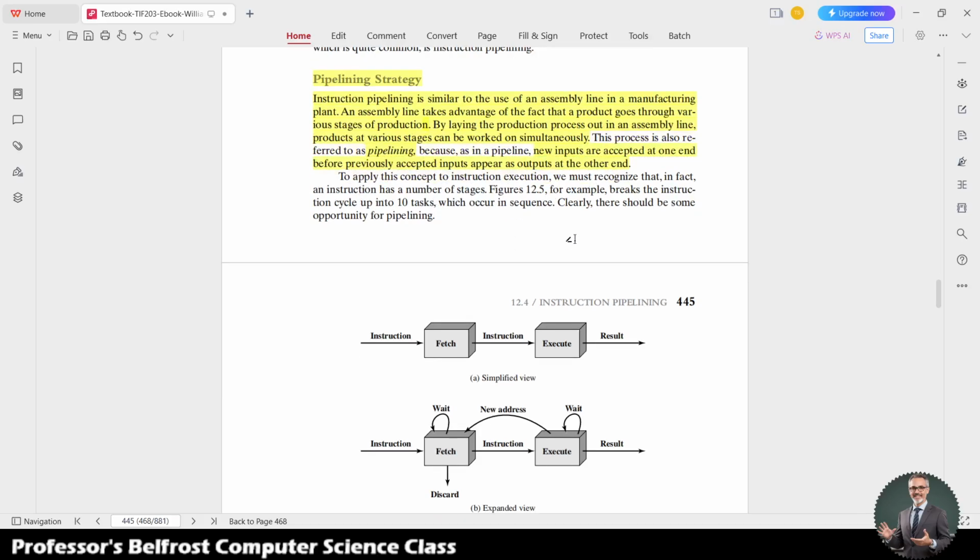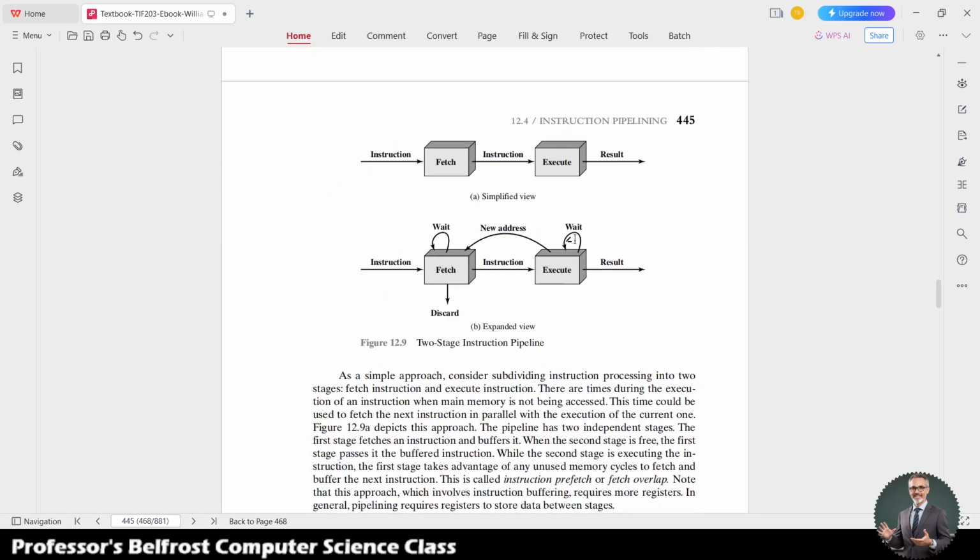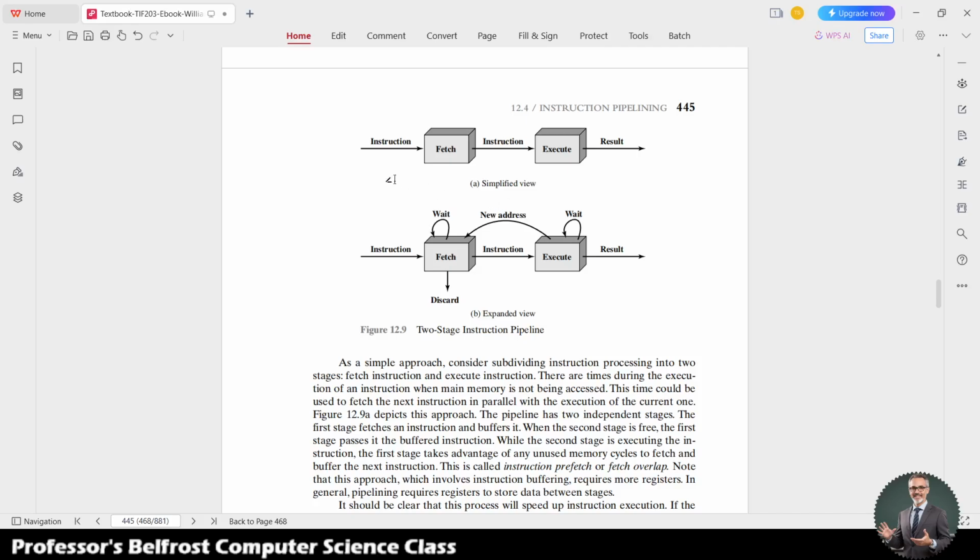Let's see the figure that shows us how a two-stage instruction pipeline works. Here's a simplified view. We have instruction fetch, then the instruction goes to execute, and then it gives the result. But actually, this is an expanded view. We have the instruction, then the fetch. Some will be discarded, some will wait, and some will be passed to execute. In the execute stage, some will wait, some will be fed back into the fetch to make a new address, and some will be passed on as a result.